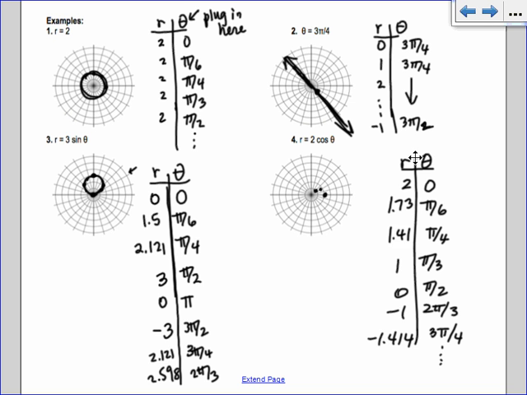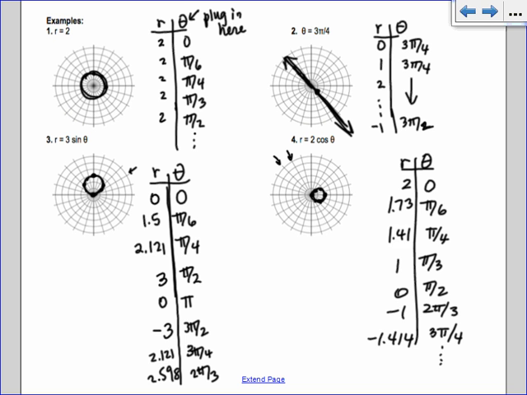It's getting very close. At pi over 2, I'm going to have 0, so it's back at the pole. And then 2 pi over 3, I have -1. So 2 pi over 3 is the line right here, so I'm going to go back -1. And then 3 pi over 4, which is this line, I'm going to go back -1.4. And slowly and surely, you do get this little tiny circle there. Okay, so it does work out.